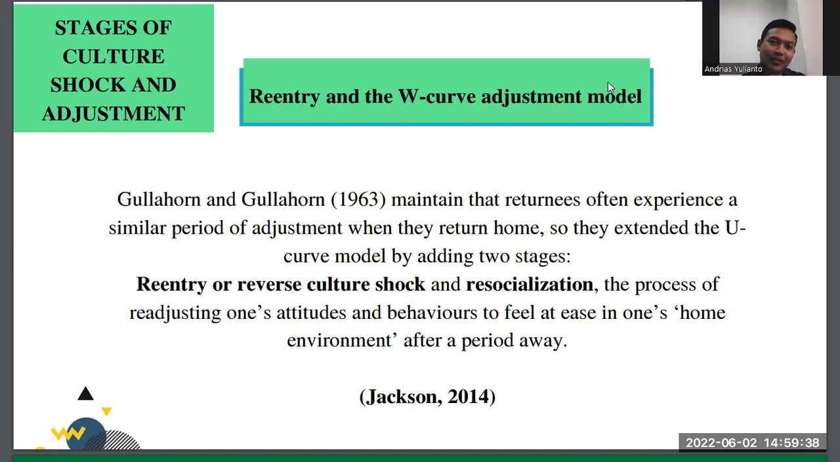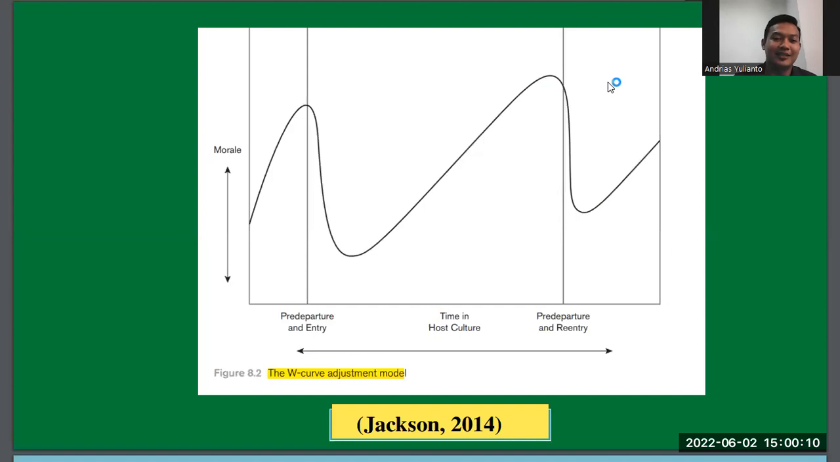So this W-curve adjustment model is actually a repetition of the U-curve. After we master certain points and then get back to our hometown, let's say, we start new things and we readjust our life again and again. This is the process of the W-curve adjustment model.